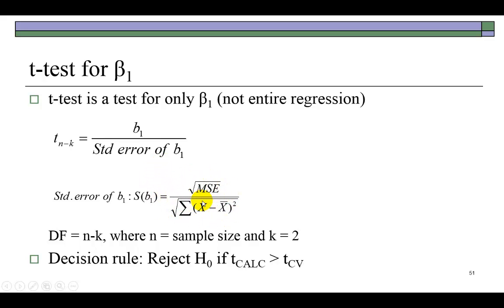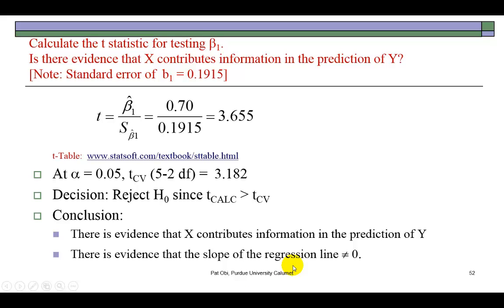Now, to find the critical value, it's going to be based on the degrees of freedom, which is n minus k. And as is customary, we're going to reject the null hypothesis if the t we calculate exceeds the critical value of t. So with that, we're going to use the data we presented earlier to calculate the t-statistic for the slope, and answer the question: is there evidence that x contributes information in the prediction of y?